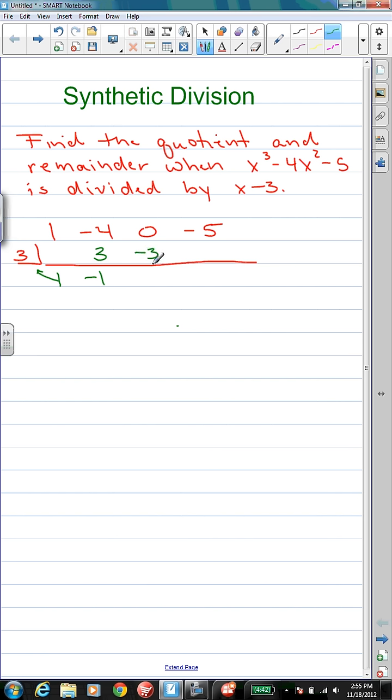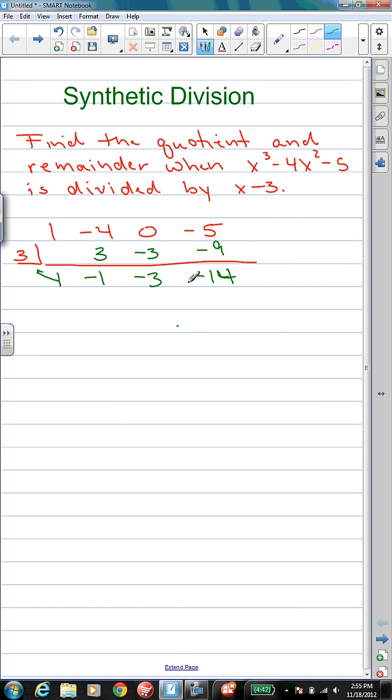I have 0 and a negative 3, which yields a negative 3. And a negative 3 times 3 is a negative 9. And a negative 5 and negative 9 would make a negative 14. Now what I can tell from this negative 14 remainder or last term is that this is not a 0, or a factor of my polynomial, the x minus 3. So it's going to give us a remainder.